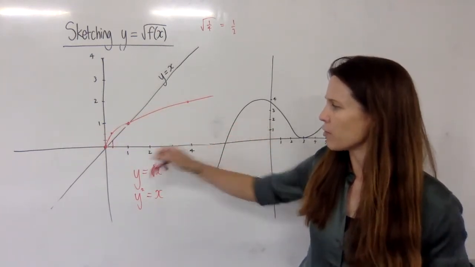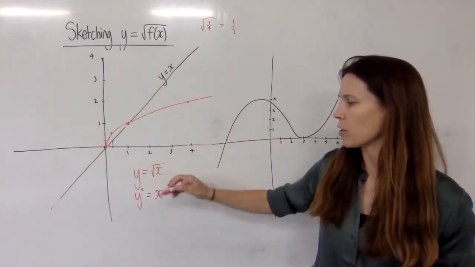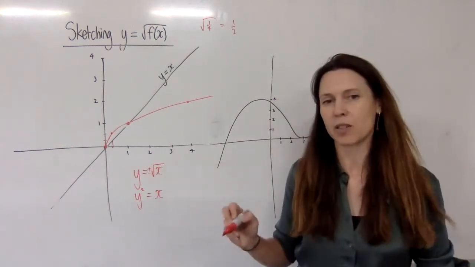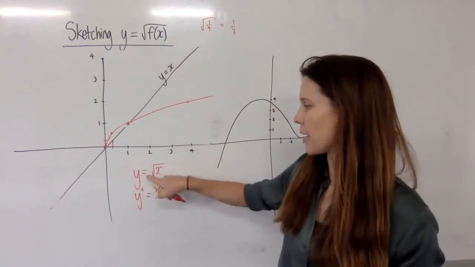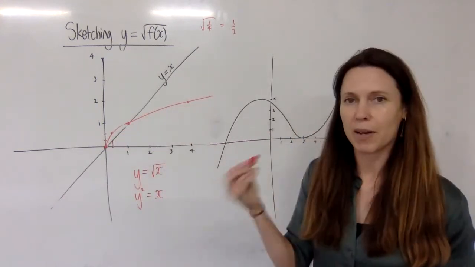Why is our graph not going down below? Well, because it's not plus or minus the square root of x. It's just the positive one. And so that tells us that y has to be positive and we only want the upper arm.